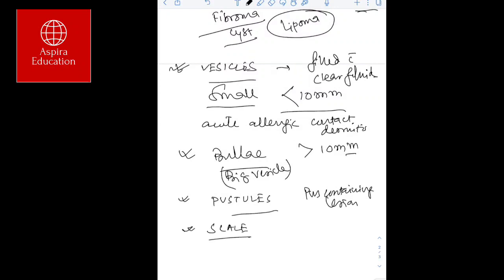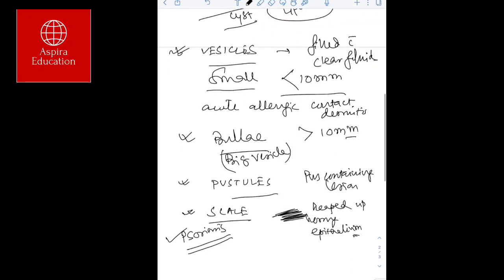Next, scale. What is scale? Scale is heaped up horny epithelial lesion. So scale is a lesion which is palpable because there is heaped up epithelium. Heaped up horny epithelium is present in scales. In psoriasis, we can find some scale. Some scaly lesion can also be found in lichen.